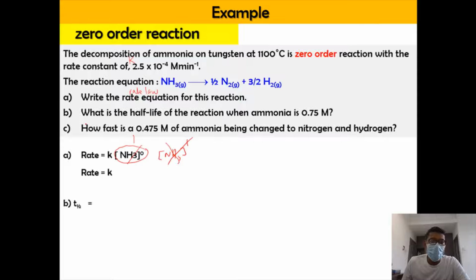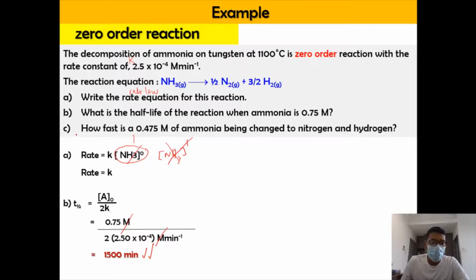Next, we need to find the half-life of the reaction when ammonia is 0.75 molar. We have looked into the half-life of the reaction in the previous slide, where the formula is T half is equal to A naught over 2K. The ammonia concentration is known, which is 0.75, and K is given, which is 2.5 times 10 to the power of negative 4. Once we do the math and cancel the units, what we are left with is minutes. So we get 1500 minutes.